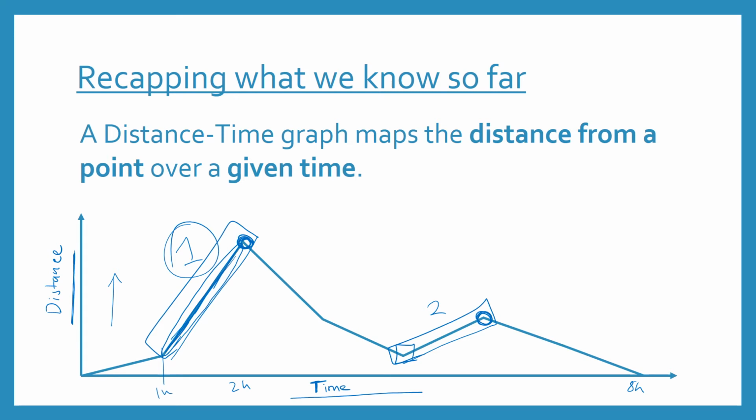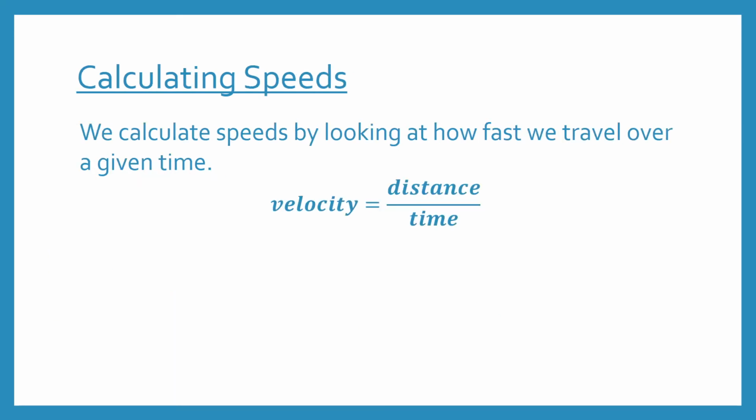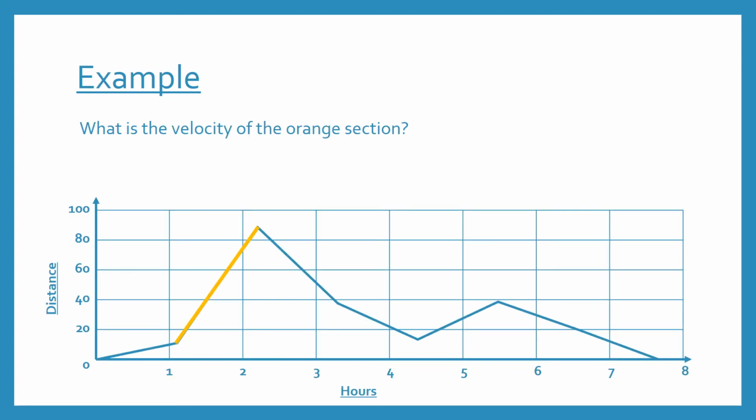All right, now we'll move on to some new content. So in this lesson, we're going to look at how we would calculate the speeds of different sections of our distance time graphs. And to do this, we're going to use this formula, which you've probably seen before. Velocity, or speed, equals distance over time. Now we're going to start with an example, and then you'll have an opportunity to do some for yourselves.